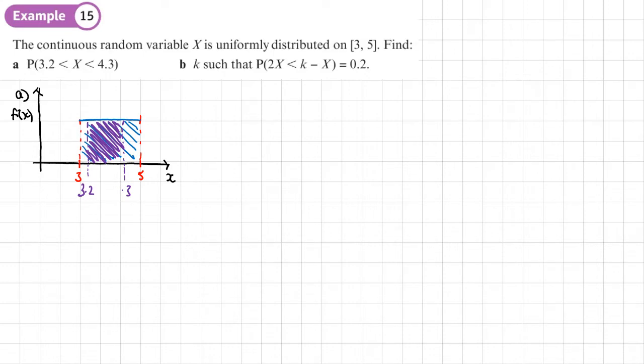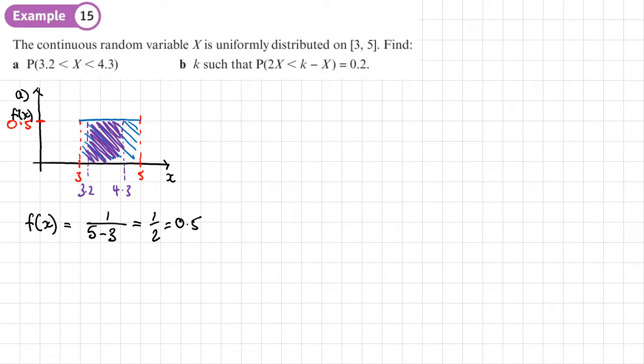Now, to find the height, we know that the area is 1 of the original distribution here between 3 and 5. So we can say f of x is equal to 1 divided by the width, which is going to be 5 minus 3. So that's going to be 1 over 2, which is a half, or 0.5. So let's put that here. So the height of this is 0.5.